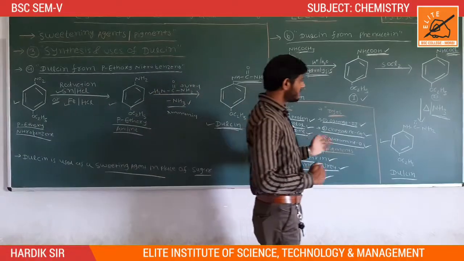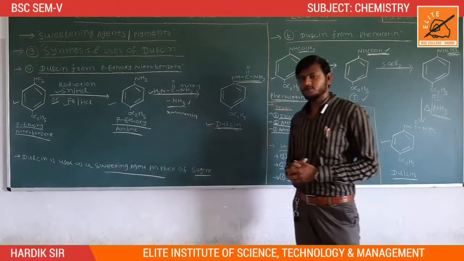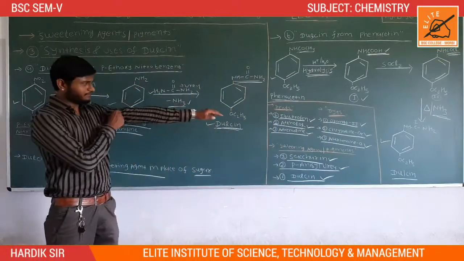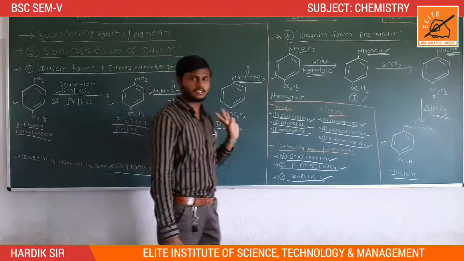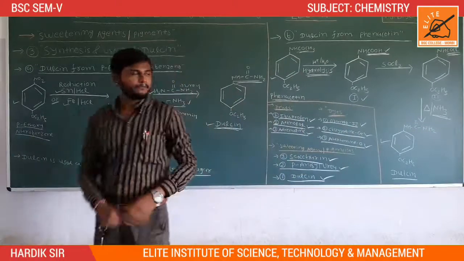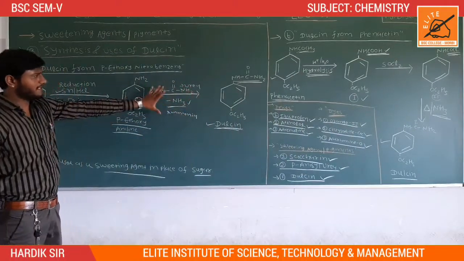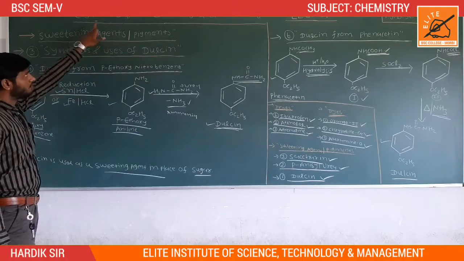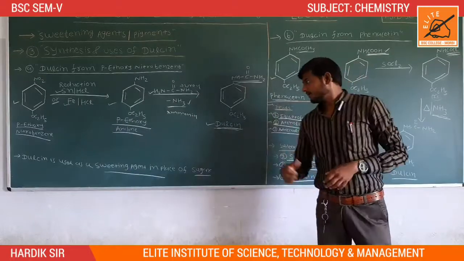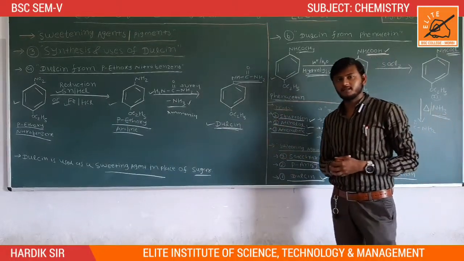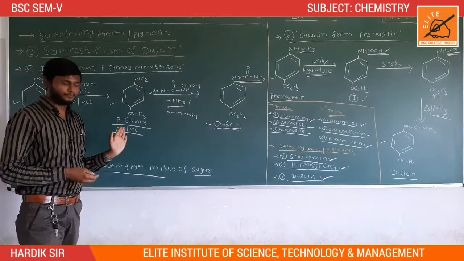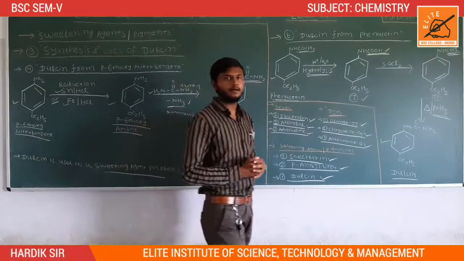So, guys, this is our first chapter, synthesis of drugs, dyes and sweetening agents or pigments. We have completed the first chapter of Unit 2, synthesis of drugs, dyes and pigments. This is the first chapter completed, paper number 502, organic chemistry and spectroscopy. We have completed this chapter on synthetic drugs, dyes and pigments, and now next time we will start a new chapter.